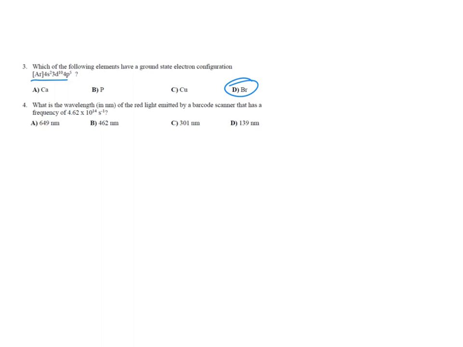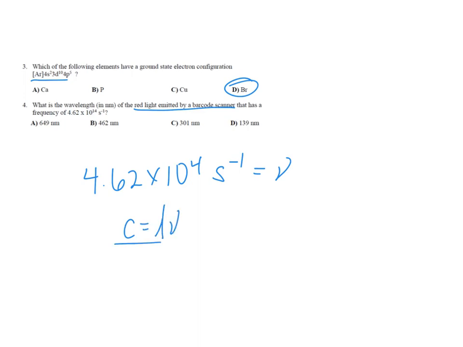Okay, what is the wavelength in nanometers of the red light emitted by a barcode that has a frequency of 4.62 times 10 to the 14th reciprocal seconds? So this is a frequency. Frequency is in the units reciprocal seconds, and it's asking for wavelength. So c equals lambda nu is the formula that you remember. If you look at the periodic table, you can see that c is given to you, the speed of light, and is 3.00 times 10 to the 8th meters per second.